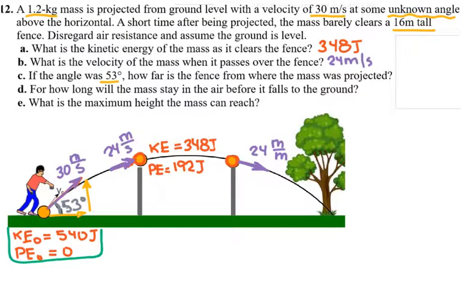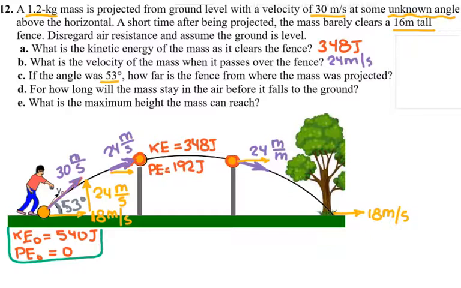The horizontal is 30 cosine and the vertical is 30 sine. So horizontal is 18 meters per second, and that horizontal doesn't change. The horizontal velocity stays the same, so all the way until it hits the ground, it's still going to be 18 meters per second. And the vertical velocity is 30 sine, which comes out to be 24 meters per second.